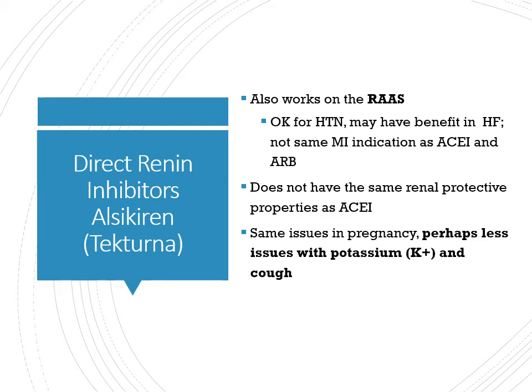And I will just mention Tekturna, that also works on the RAS system. So it can be used for hypertension. Does not have the same renal protection that the ACE inhibitors have, but it may have less issues with hyperkalemia as well as the cough. Doesn't have the same indication for MI though, and as I said, it's not renal protective.